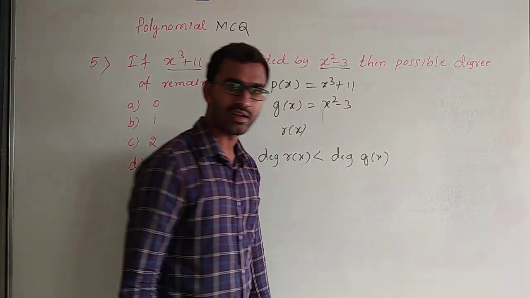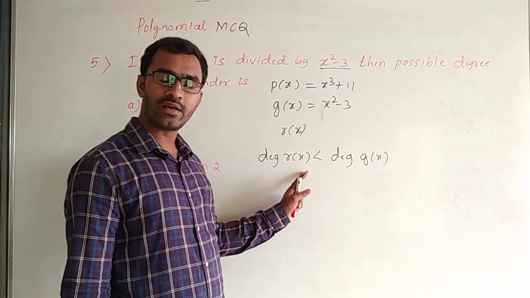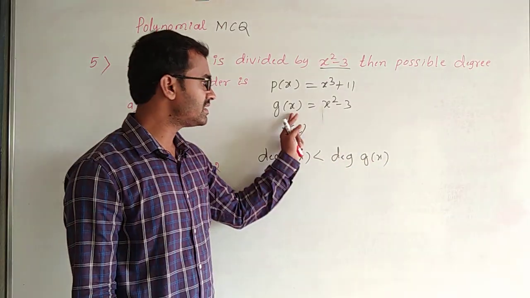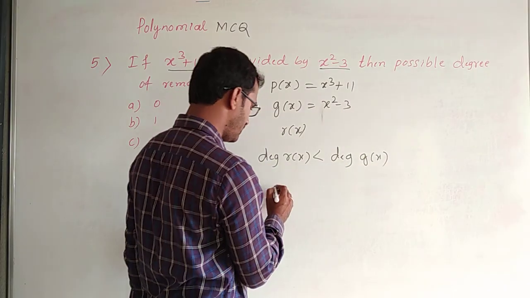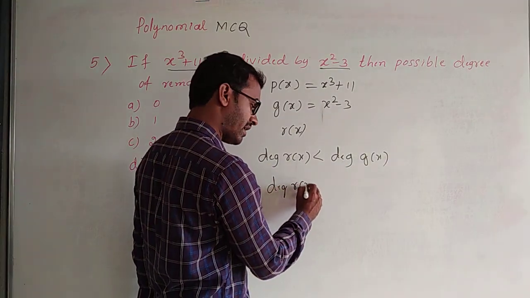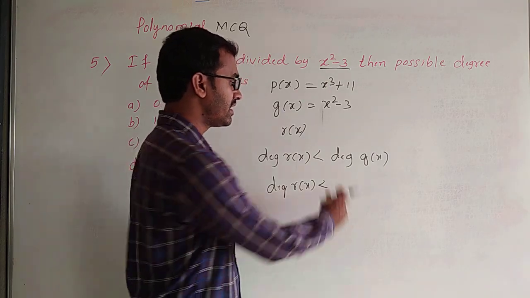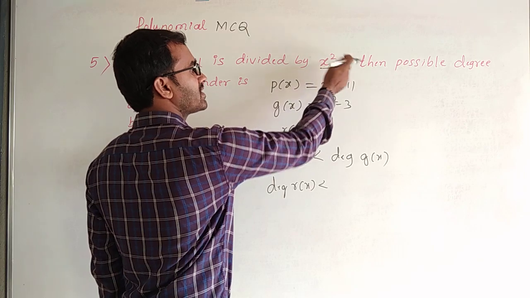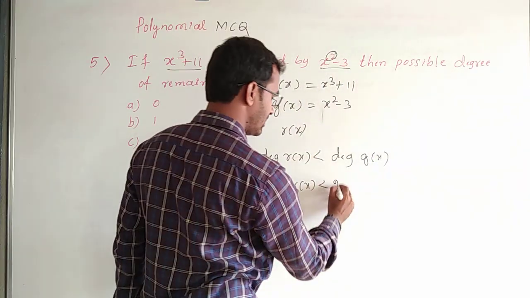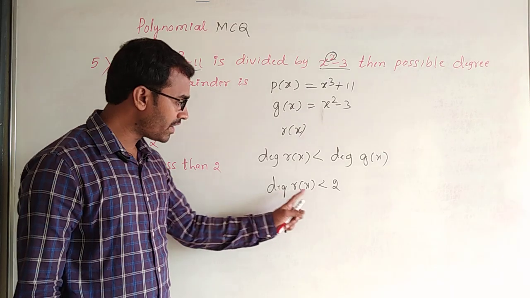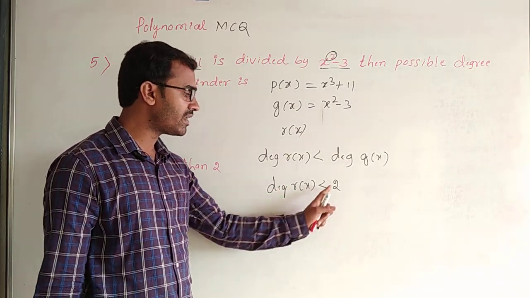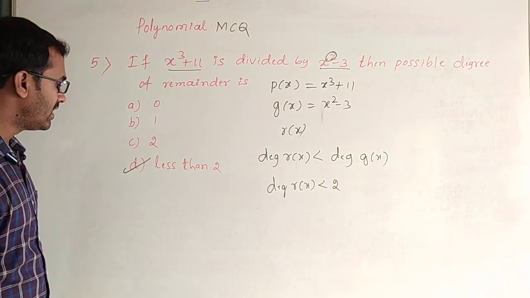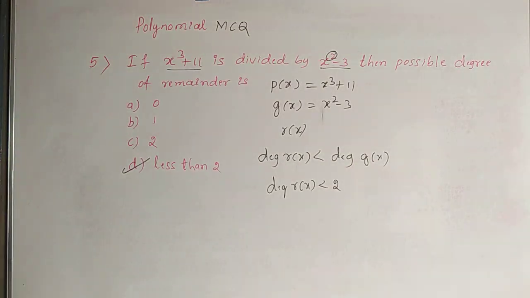So the degree of remainder is always less than the degree of the divisor. What is the degree of the divisor here? The degree of g of x, x square minus 3, is 2. Therefore, the degree of the remainder is less than 2. Option D is the right answer.